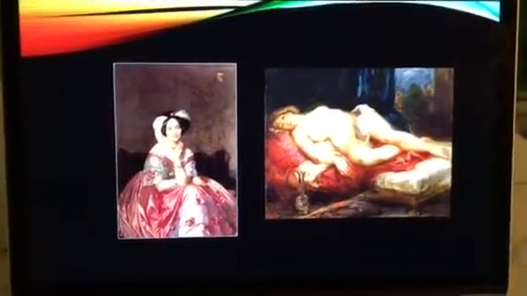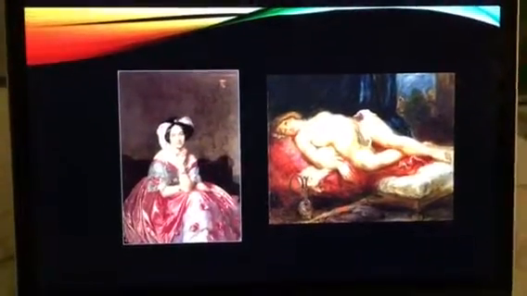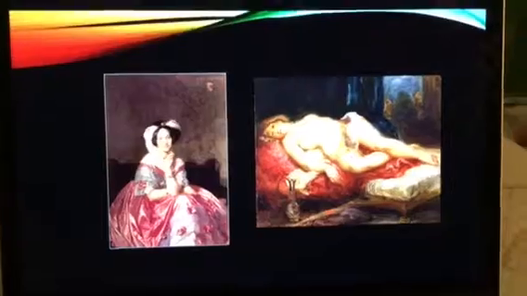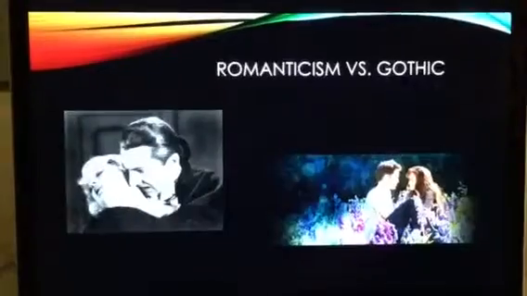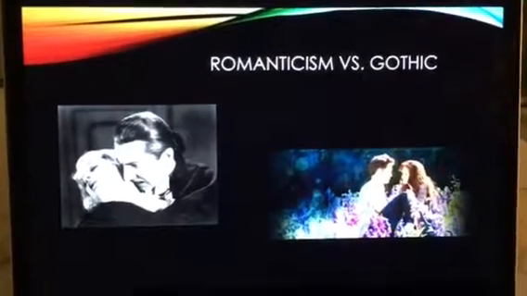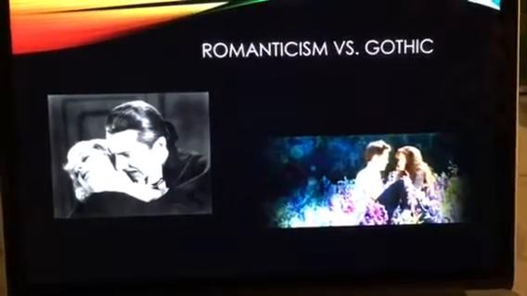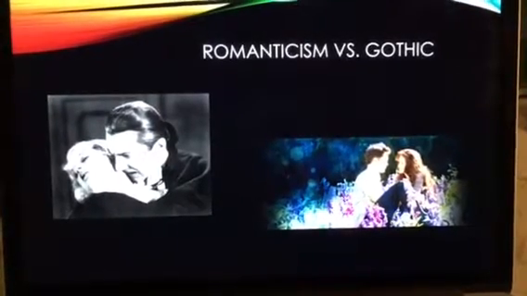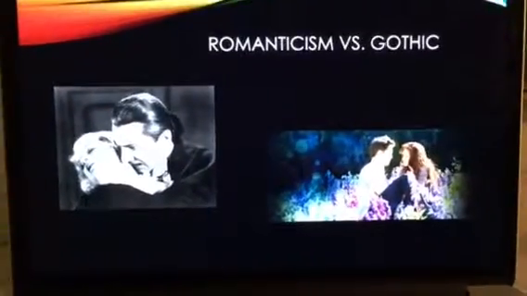Also, the woman on the left is very beautiful, whereas the woman on the right looks very distressed, even though she's still dressed in jewelry and is still kind of done up. It's almost like two different forms of beauty. And this is kind of like the difference in Romanticism and Gothic, which leads you into the Victorian period.